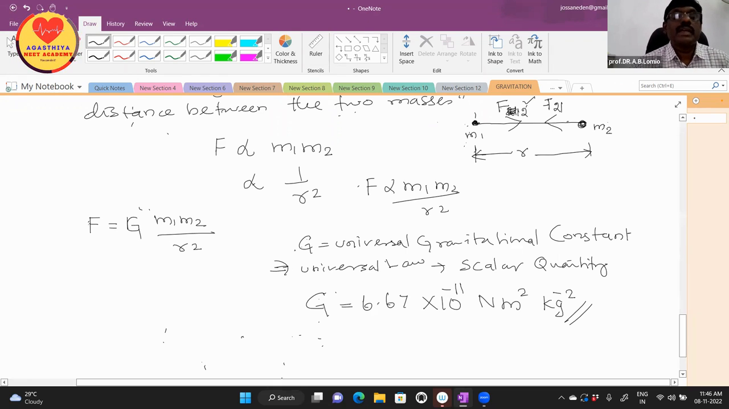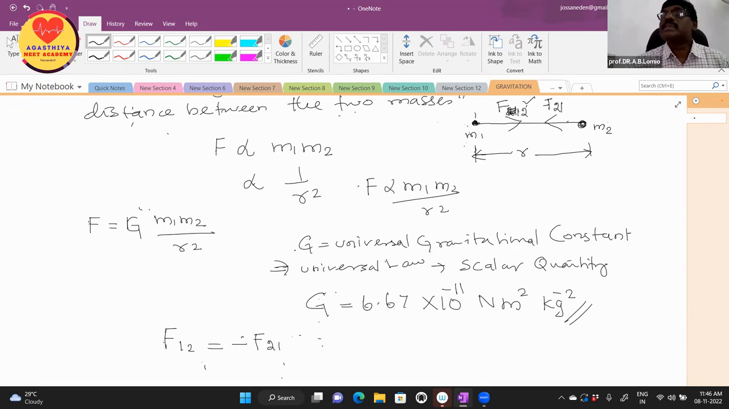So in this case, F12 is equal to minus F21. Why is there a negative sign here? As per sign convention, we are taking this direction as positive. Here F12 is acting in the positive direction and F21 is in the negative direction. Therefore, F12 is equal to minus F21.